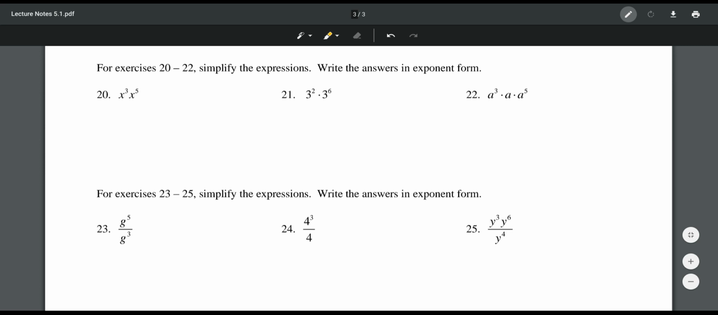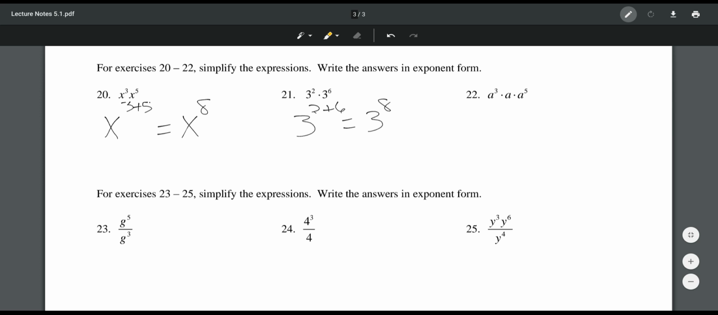So like in example 20, we're going to simplify the expression. So if you see that as x to the third times x to the fifth, you don't always have to write this down, but you should be thinking x to the 3 plus 5 power, which would give me x to the 8th power. The second example, like I said earlier, it doesn't matter if your base is a variable or a number. Since both of my bases are a 3, I keep the 3 and I add my exponents. So I get 3 to the 8th power.